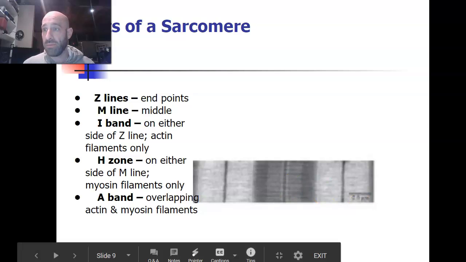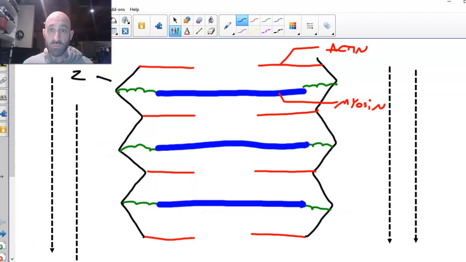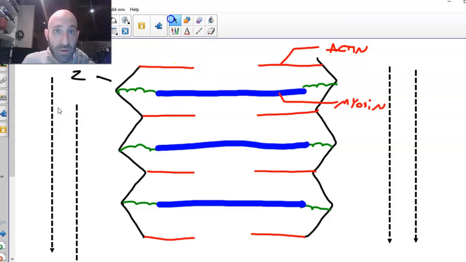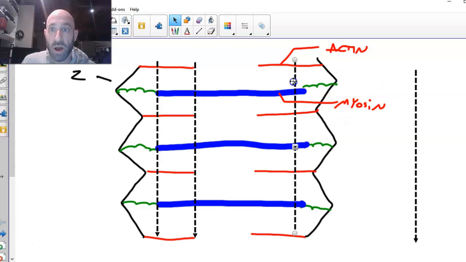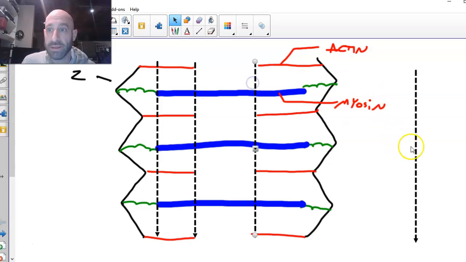So let's just go back to my image here and we're going to draw it in. Okay, so the first thing I want you to notice is that there's some areas where they overlap, right? So actin is thin, myosin is thick, and in some areas, like for example, I'm going to bring over these little dotted lines here to show you, there's some areas where they overlap each other, and there's some areas where they don't overlap each other. So I'm going to just kind of drag in these dotted lines.